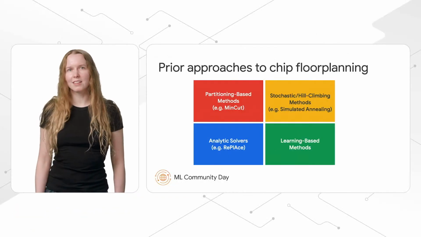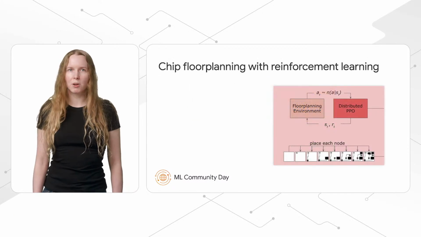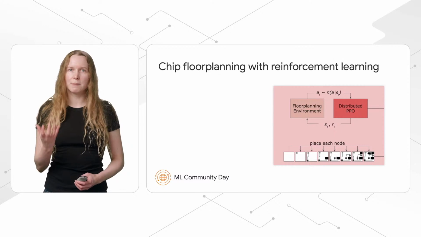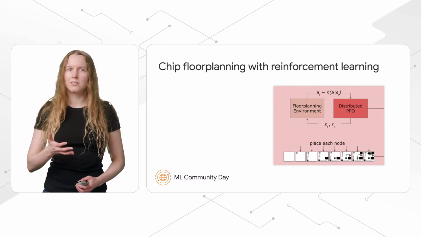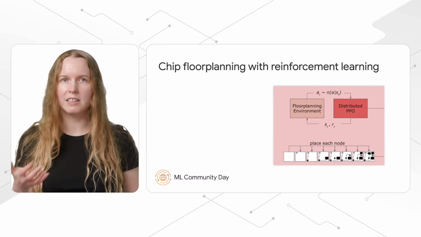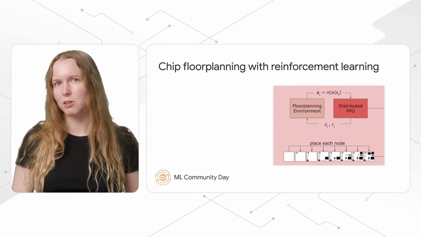So more specifically, we take a deep reinforcement learning approach to the chip floor planning problem, where we train an agent to place the nodes of this chip netlist graph one at a time onto the canvas, and after placing all these nodes, we get an approximate reward signal that we use to punish or reward the policy and get better and better at placing chips over time.